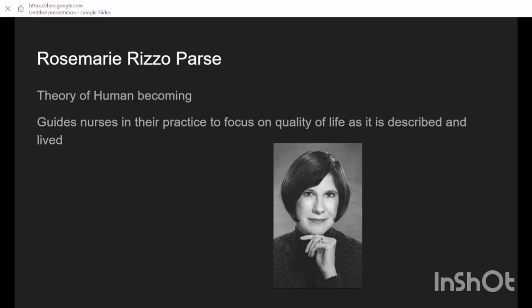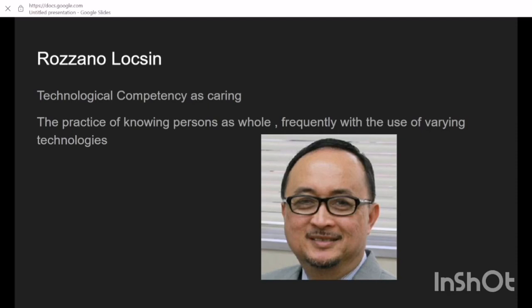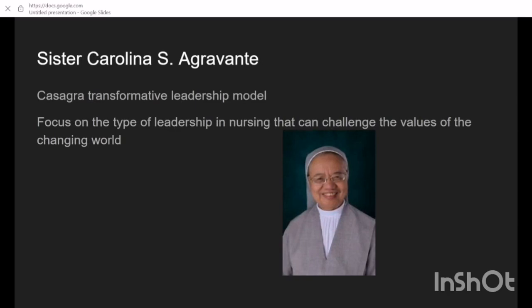Rozzano Locsin, The Technological Competency as Caring, the practice of knowing persons as whole, frequently with the use of varying technologies. Sister Carolina S. Agravante, Casagrande Transformative Leadership Model, focuses on the type of leadership in nursing that can challenge the values of the changing world.